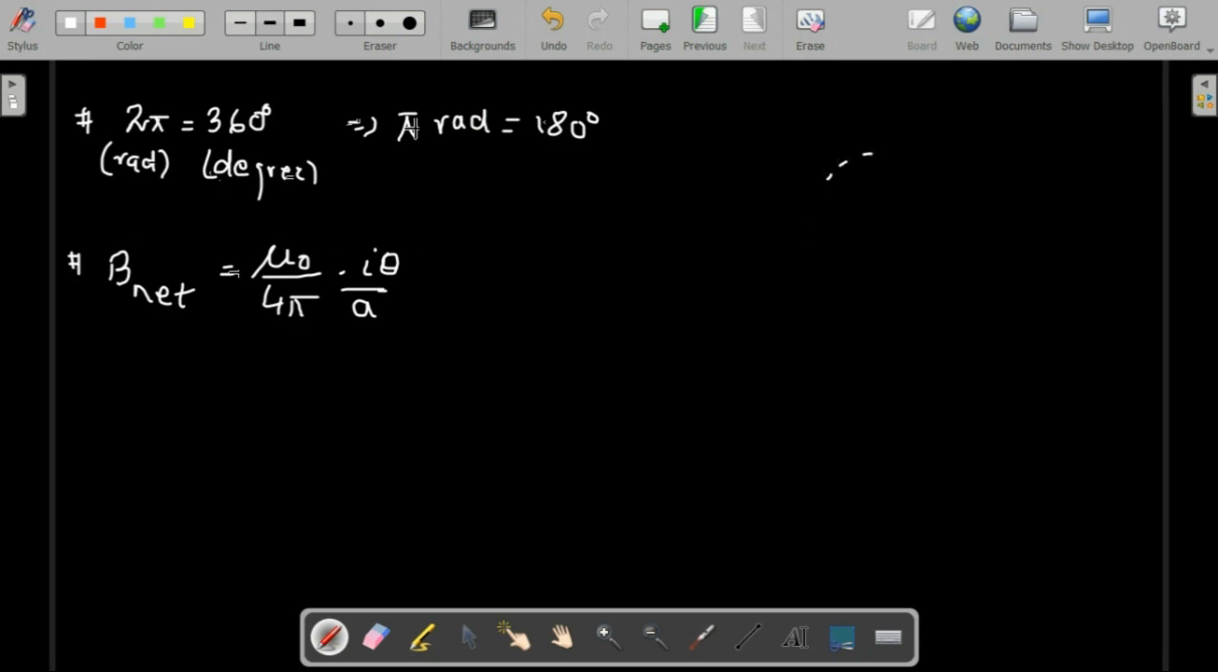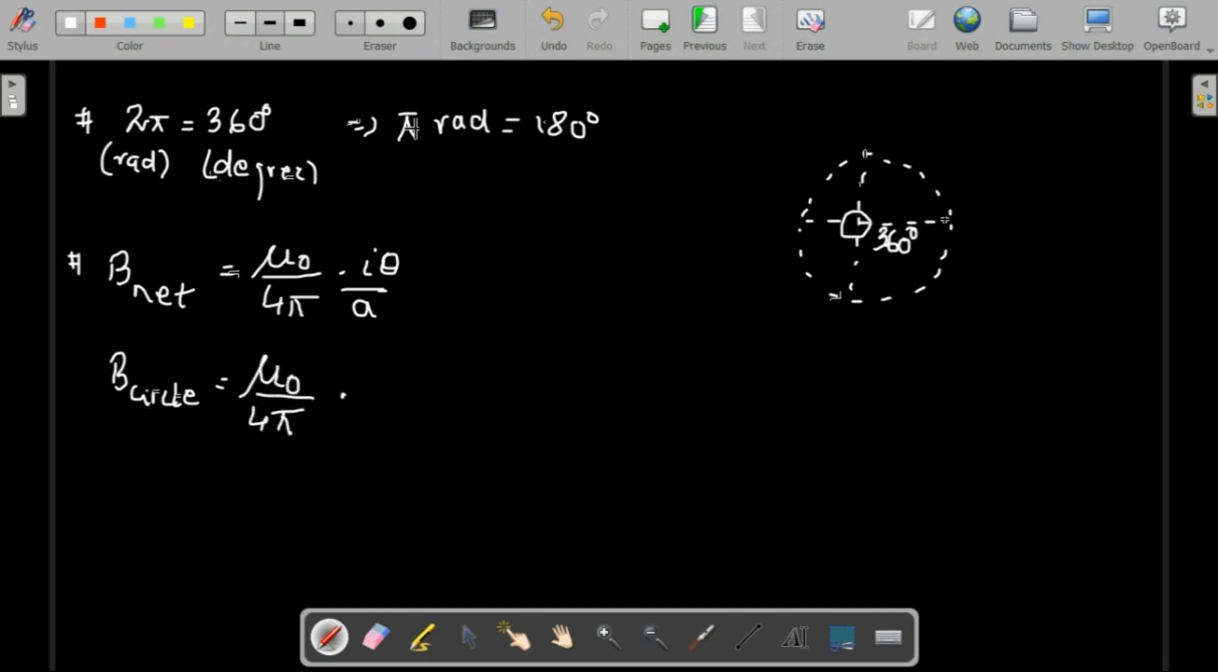Okay, if you're considering the circle here, that means the angle subtended at the center is 360 degree. And what is 360 degree? 2 pi. So for the circle, we can simply write mu naught by 4 pi into I by A, and theta is 2 pi for the circle. So you can cancel this out, I'll just have 2, which is nothing but mu naught I by 2A.